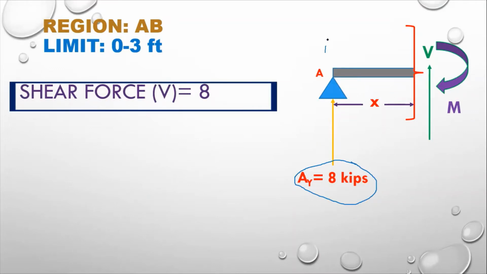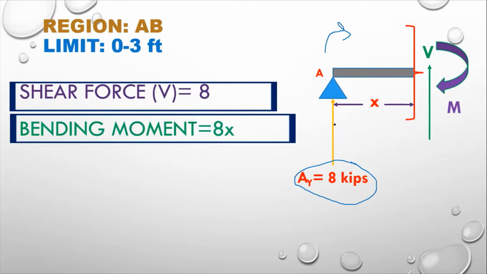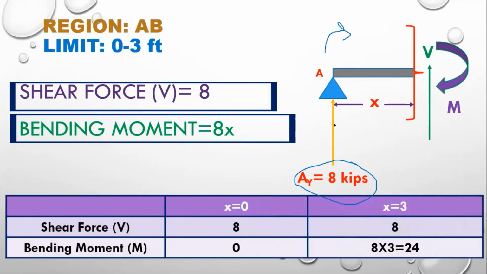Because upward is positive and downward negative, and you can also say the clockwise should be positive, anti-clockwise should be negative here for the bending moment equation. So it will be 8x. Now we have to draw the table because we are going to find out the value of shear force and bending moment at x equals to 0 and x equals to 3 feet.